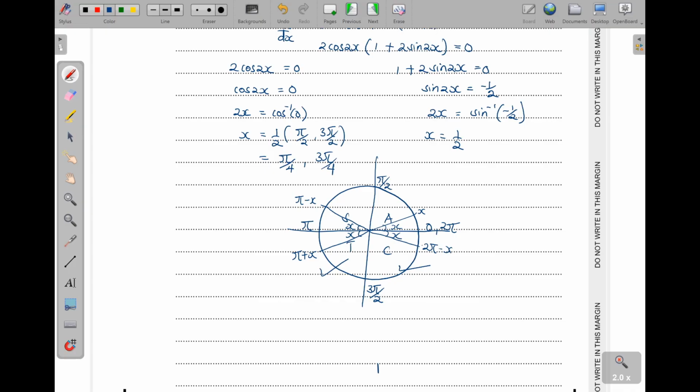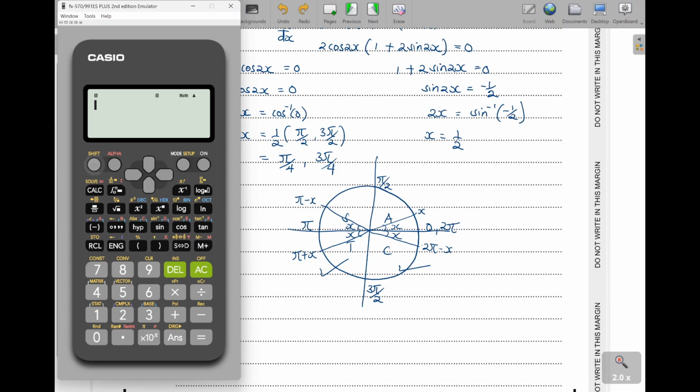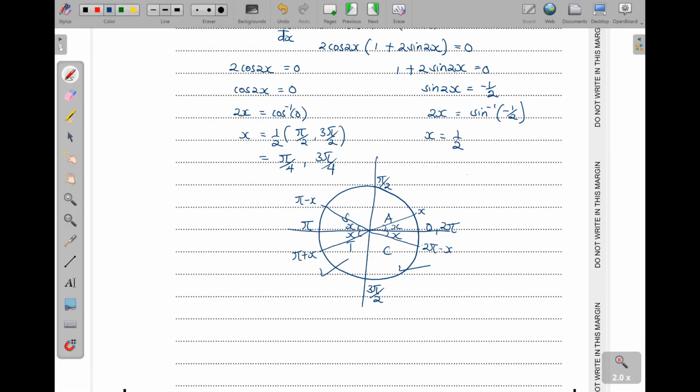So when I press the arc sine of negative a half, it is going to give me negative 30. Okay, but ignore the negative and you press arc sine of just a half. It will give you 30 degrees, which is pi over 6. Okay, so you go to the quadrants where sine is negative.